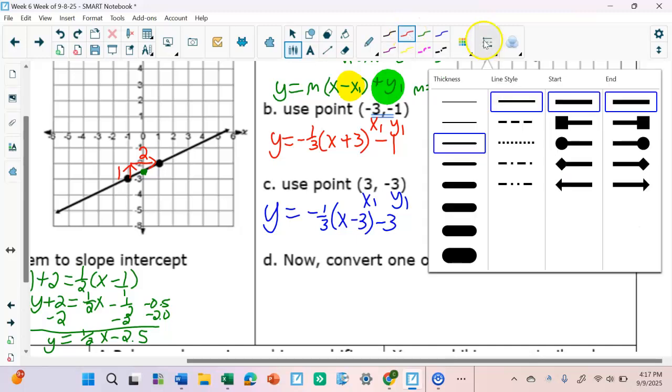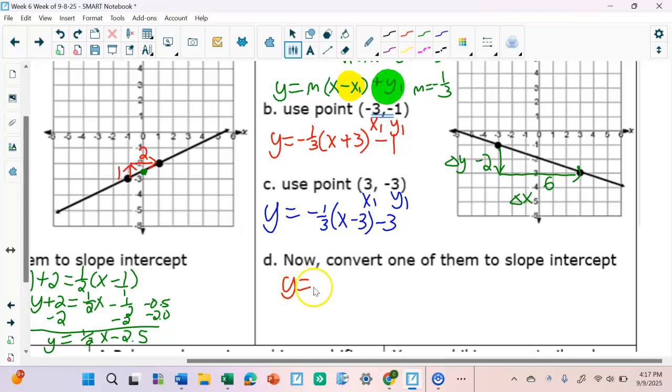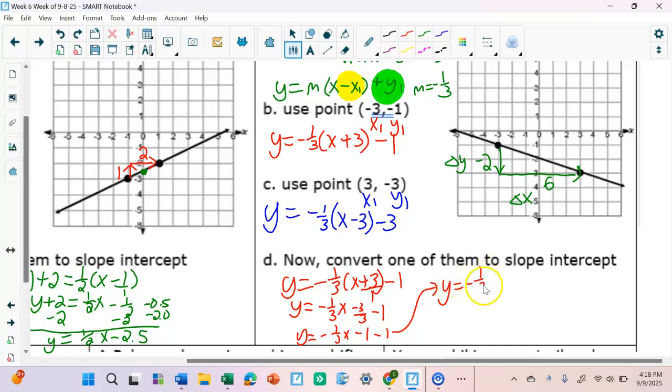I'm going to choose this equation to solve for y, because the video can't take 10 years. Okay, y equals negative 1/3 x. Now, how do I multiply negative 1/3 by 3? That would be negative 3 over 3 minus 1. Negative 1/3 x minus 1 minus 1. So you can see b is right there. So it worked.